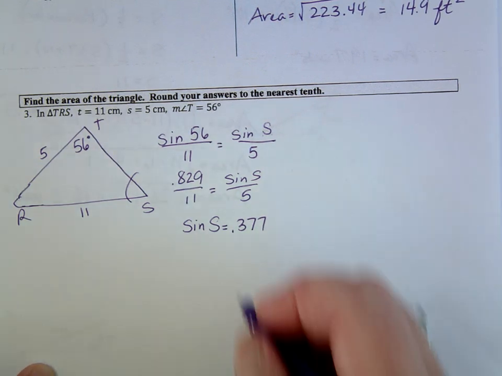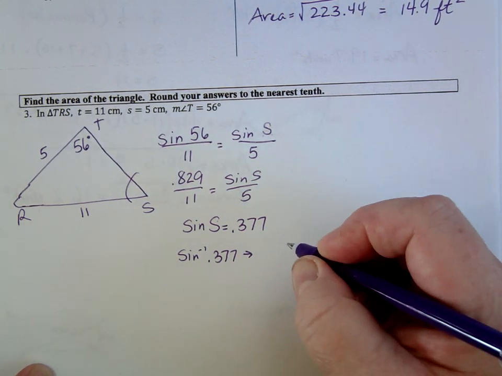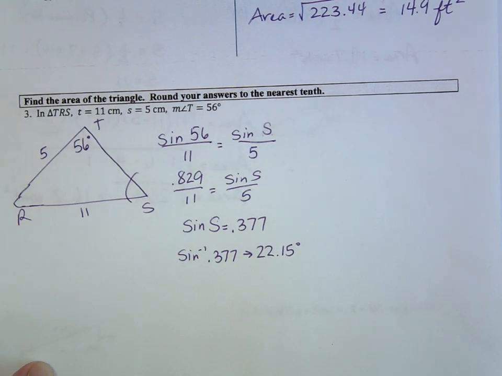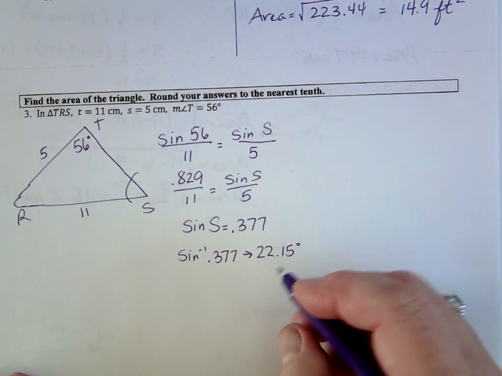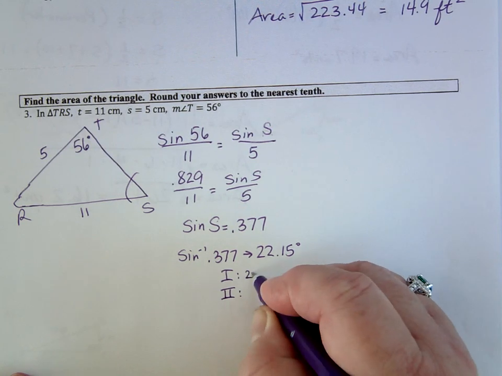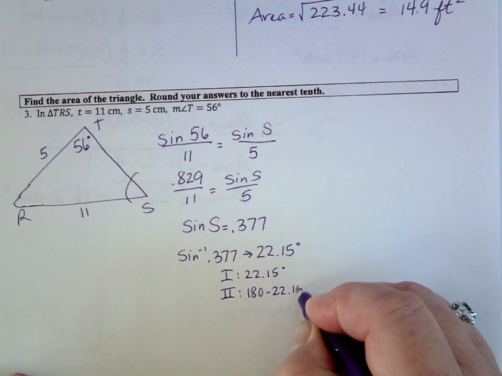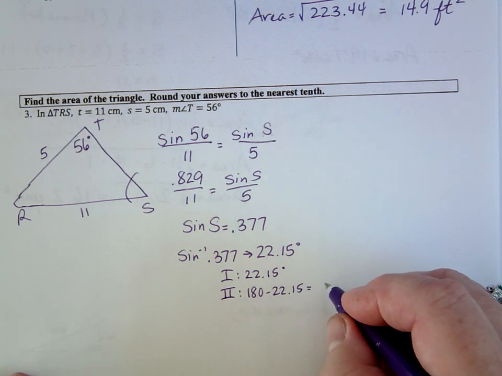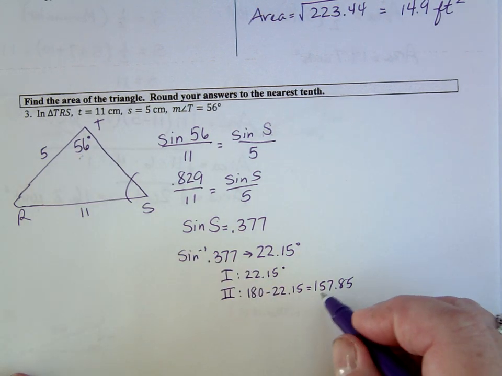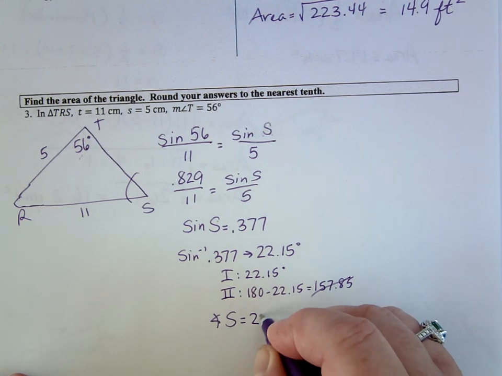So you do sine to the -1. You want to know the angle, 0.377. And out pops your reference angle of 22.15. Now remember law of sines. Sine is positive in the first quadrant and in the second quadrant. This would be 22.15 in the first. In the second, it will be 180 minus that. And that gives you a value of 157.85. But that would be too big because 157 plus 56 is over 200. So you know that angle S has to be 22.15.